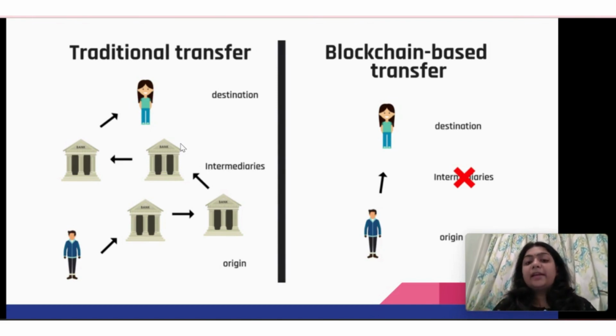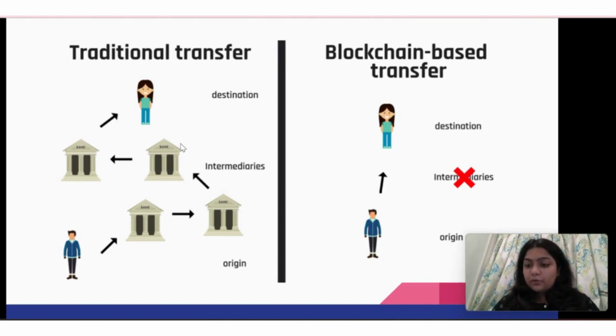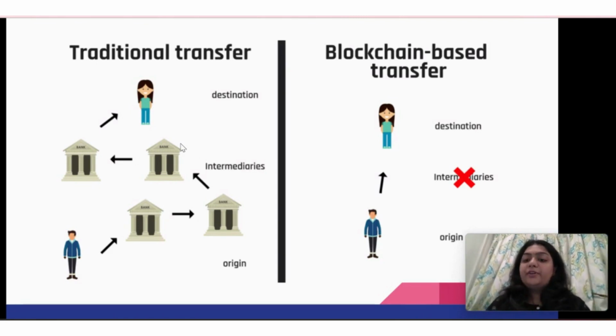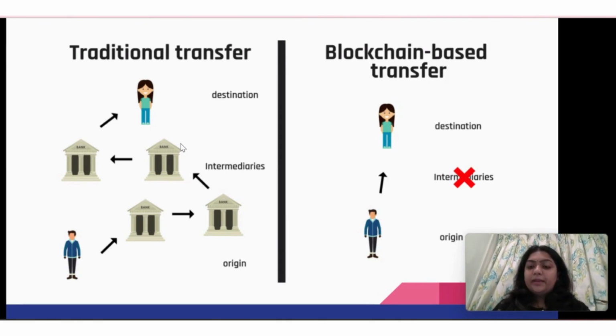There are no intermediaries; it directly goes from origin to destination. The only difference here is, if there are more nodes participating and you want some kind of prioritization at that point of time, you may provide incentives to the nodes, like a fee. That is optional.